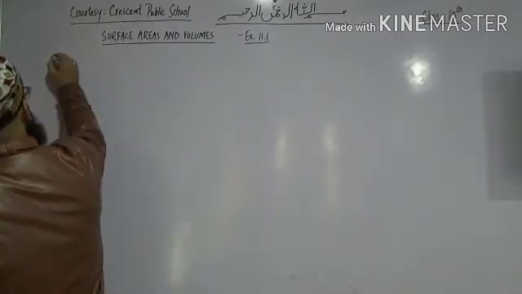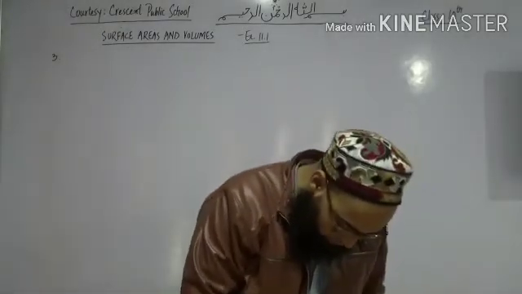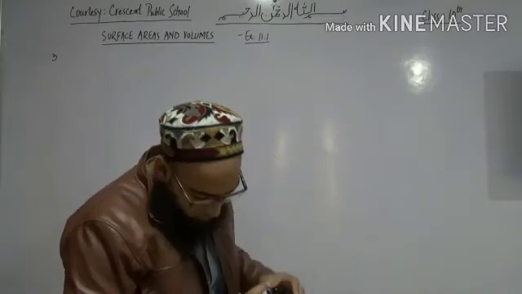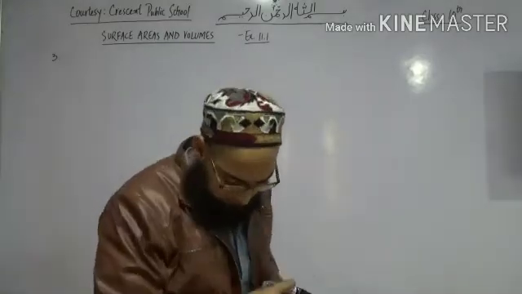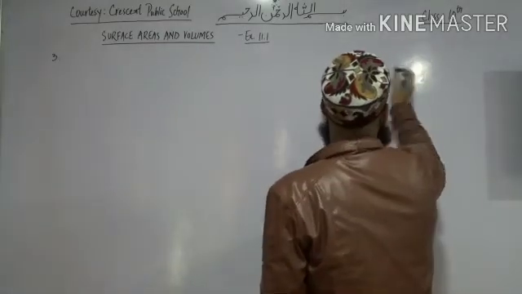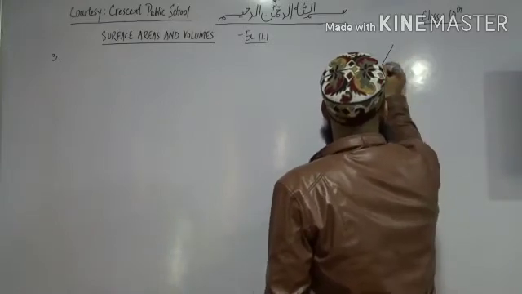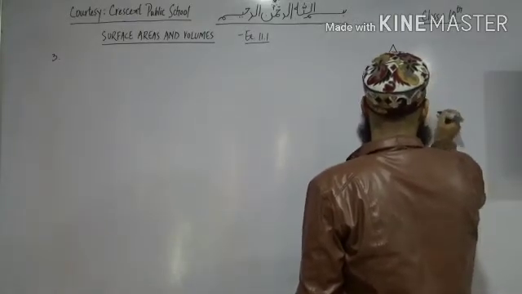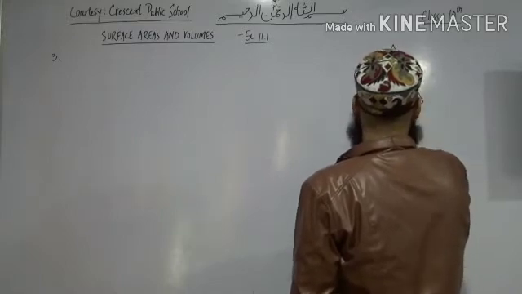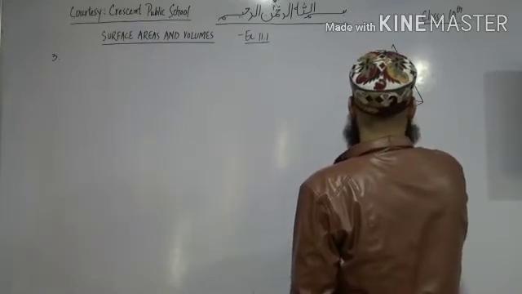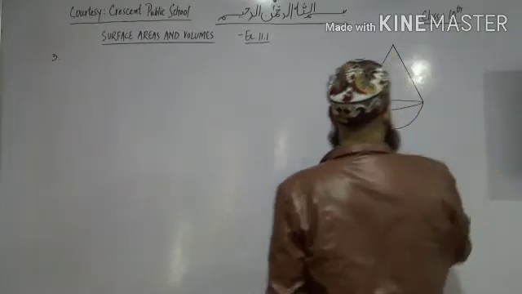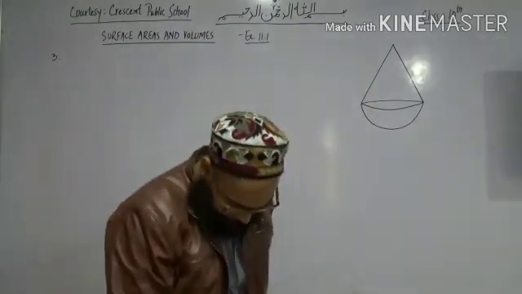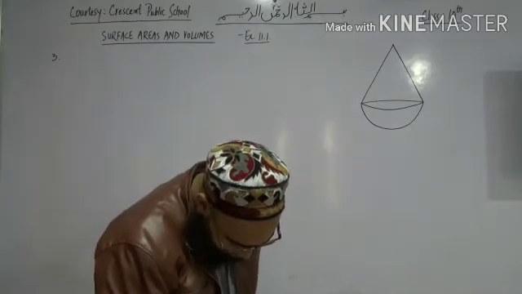Let's have the next question. A toy is in the form of a cone of radius 3.5 centimeter mounted on a hemisphere. The toy is in the shape of a cone mounted on a hemisphere, so let us draw a diagram for it. The toy is in the shape of a cone, just like this, mounted on a hemisphere of the same radius.